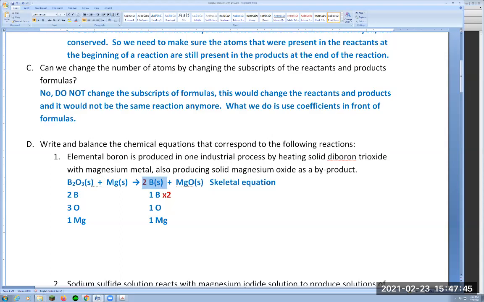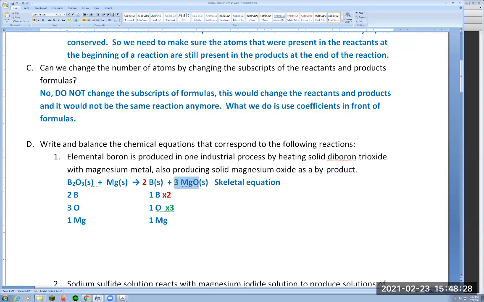Now, oxygen, we have 3 on the left, only 1 on the right. So let's make it 3 on the right as well. And let's give it another color here. We want to multiply the number of oxygen by 3 on the right, and so the coefficient of 3 will have to go in front of the formula that has the oxygen, and that's in front of MgO. However, when you're doing that, the 3 applies to the whole formula, MgO. So you're making oxygen 3 times on the right, so that's going to be equal to the 3 oxygen on the left.